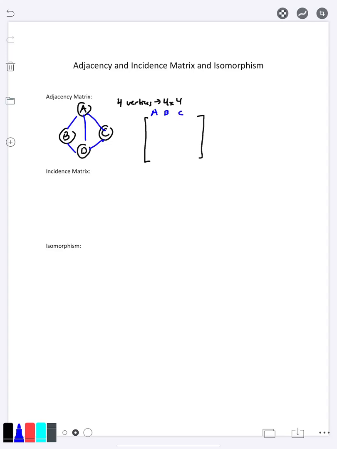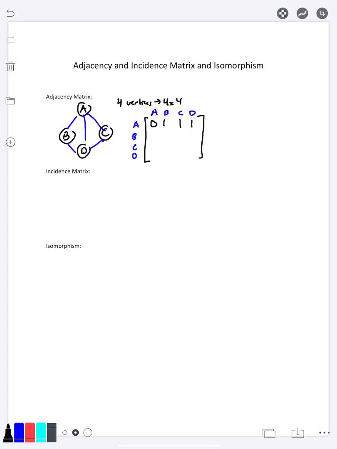So you imagine that you have A, B, C, D along the top and A, B, C, D along the side. And you say A is connected to B, yes, that gets a 1. A is connected to C, yes, that gets a 1. A is connected to D, gets a 1. A is not directly connected to A, so that would be my first row.